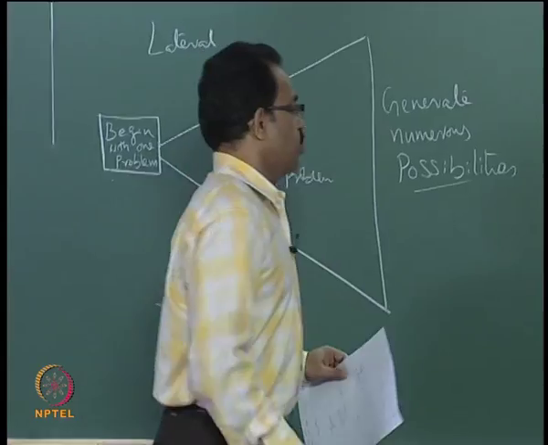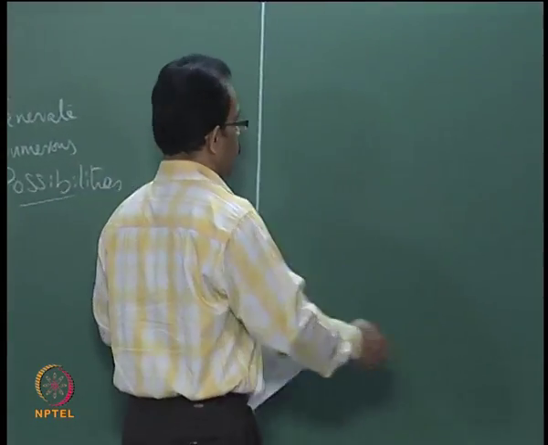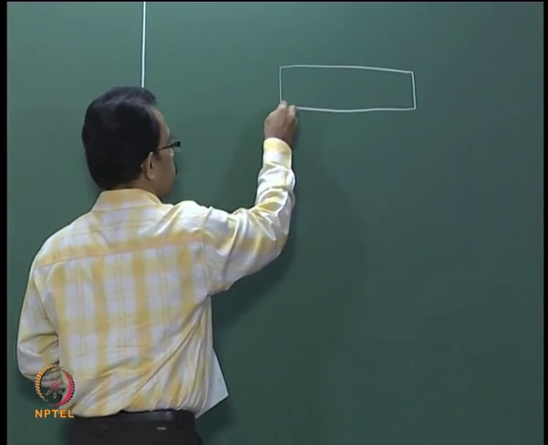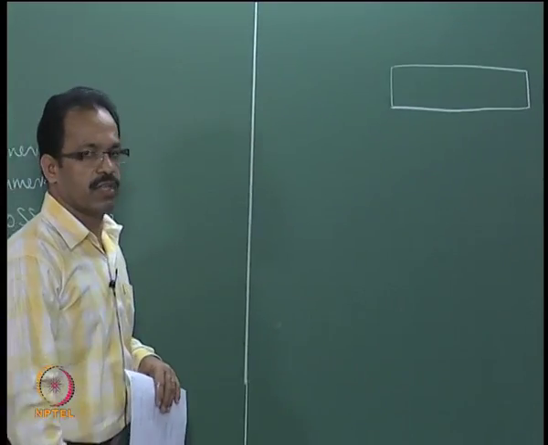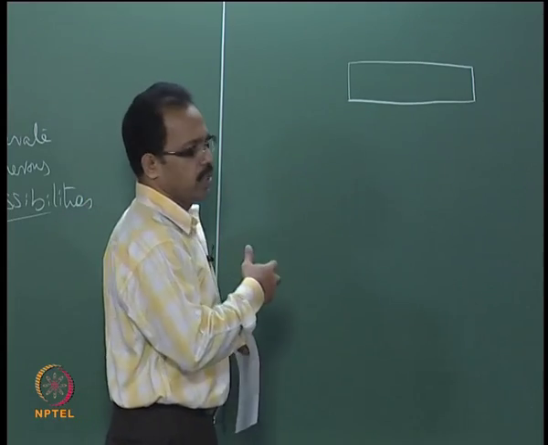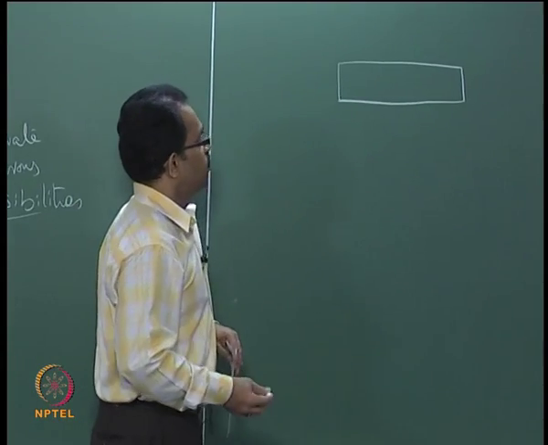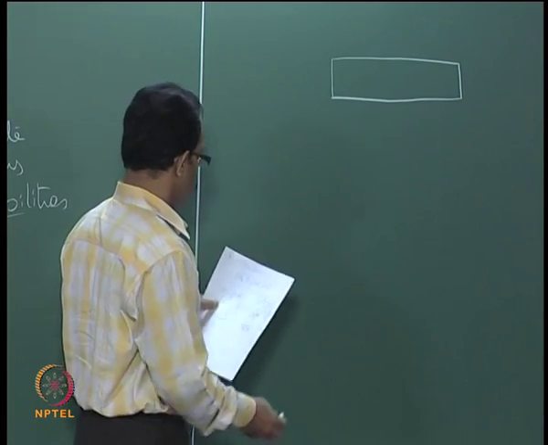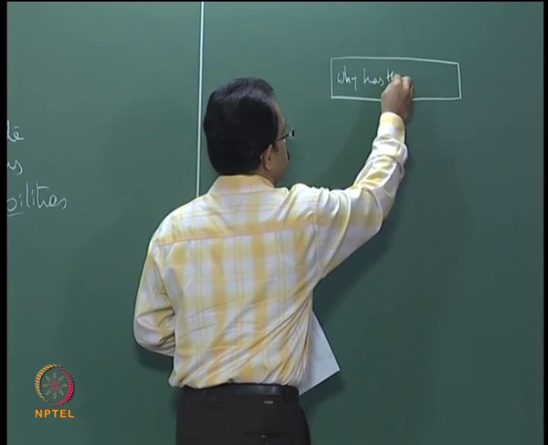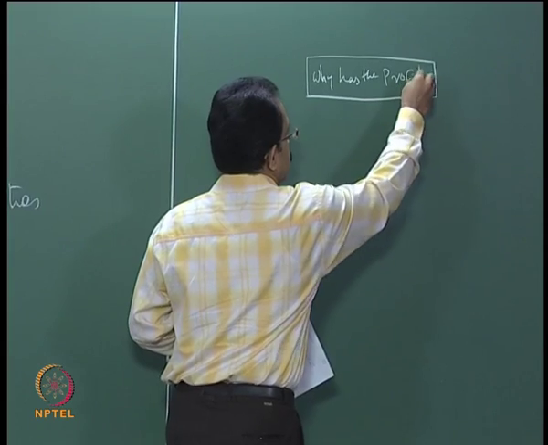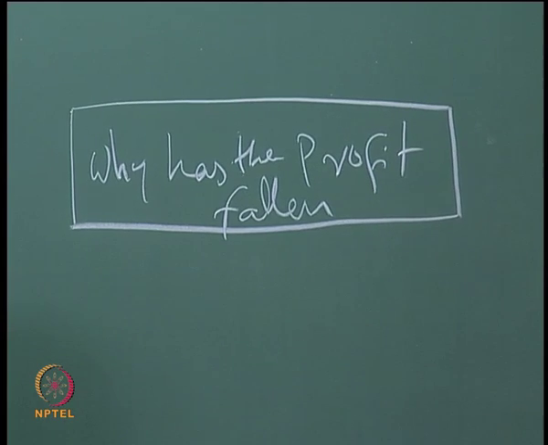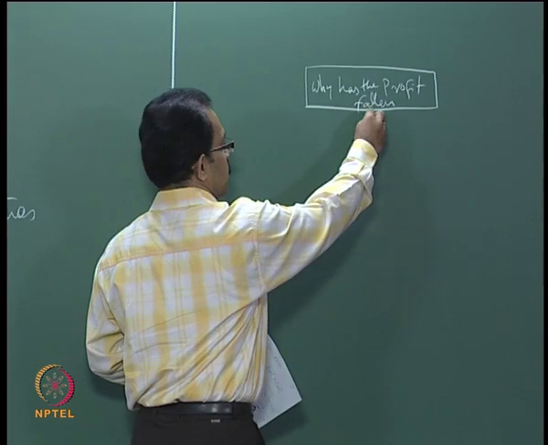So, it starts with the problem. For example, if the company is making a lot of losses, the company can start thinking, okay, what could be the decision, whether to reduce the price, or to reduce the manufacturing cost, or to increase the marketing. So, what is the decision to be made in this case? The problem is basically, why has the profit fallen? That is the problem the company has to answer, and then the possibilities are here.